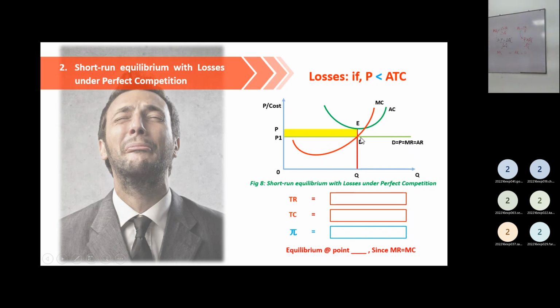So what we have to do, we have to go down to find out the output level. This is the output level that you are going to produce. So accordingly, you could write it here. Equilibrium at point D, since your marginal revenue equals marginal cost.